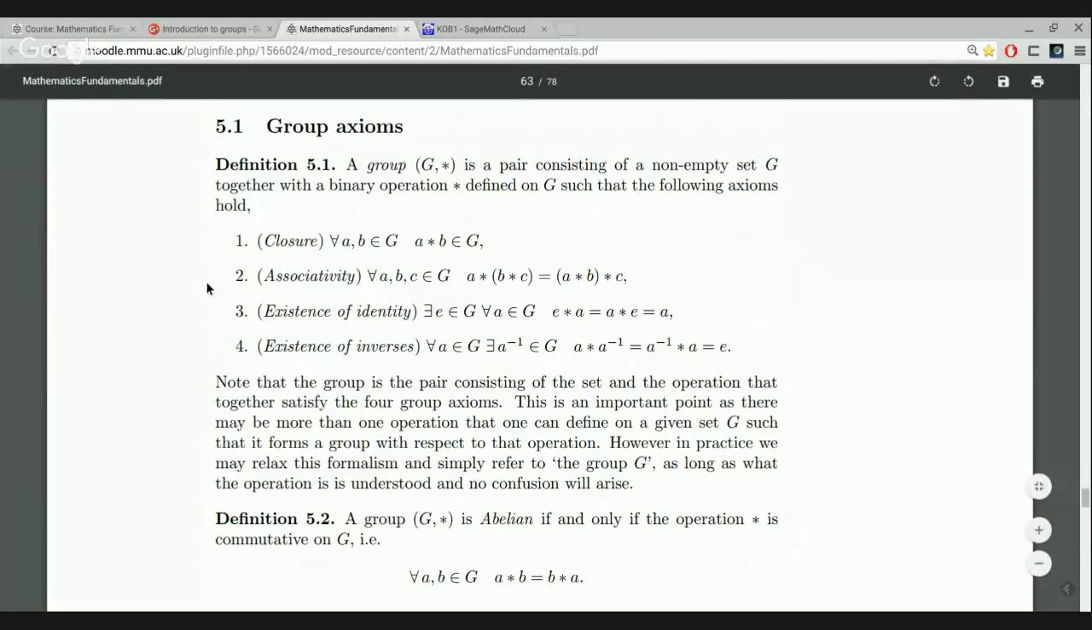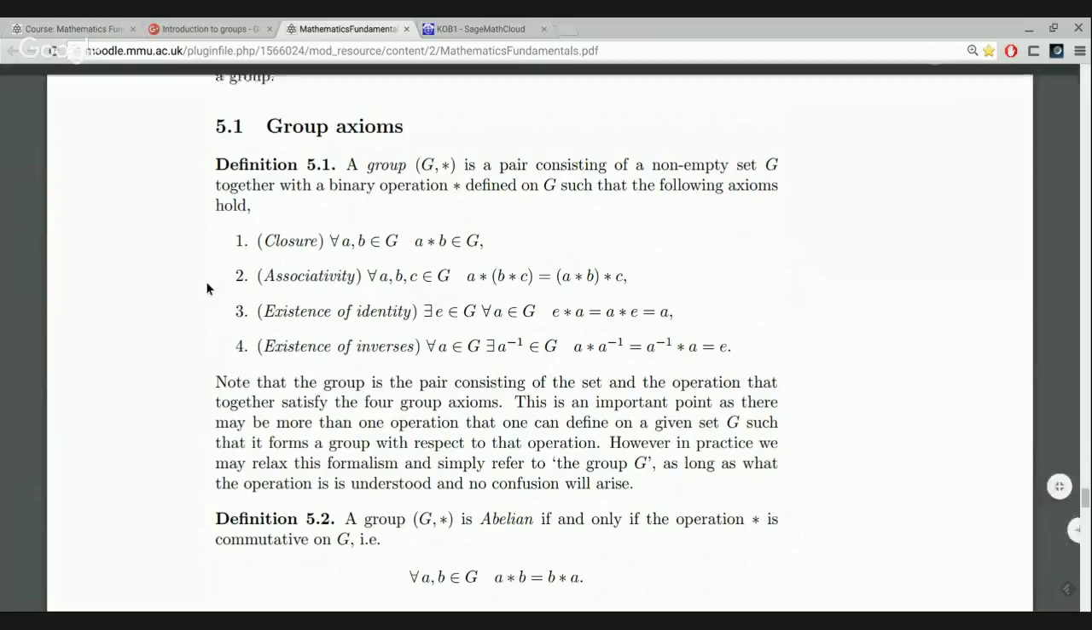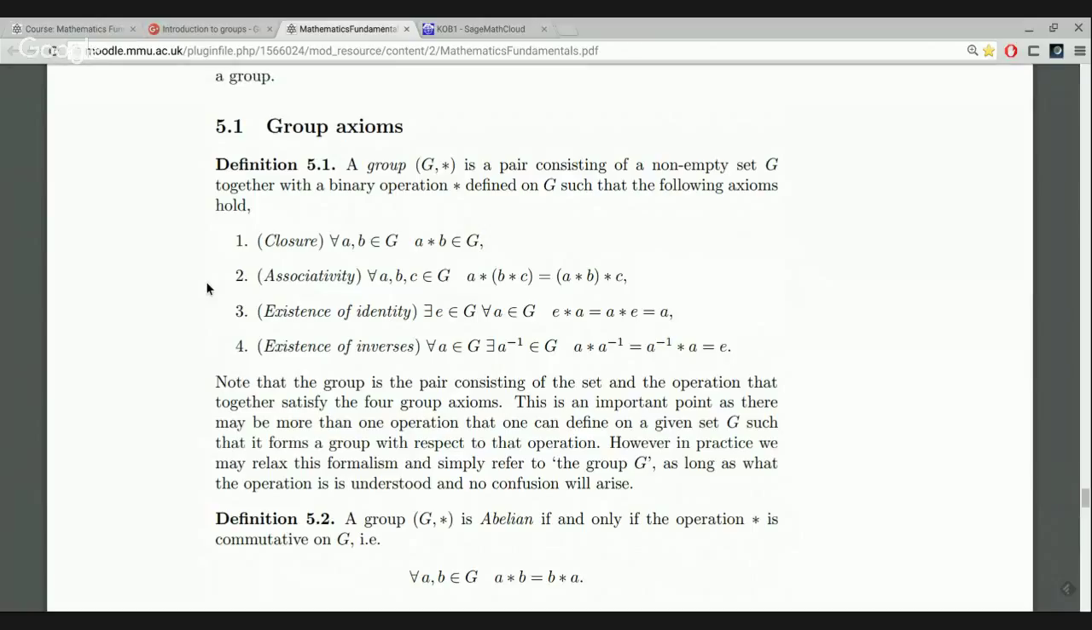Second property is something you've met, certainly something you talked about when you talked about multiplication of matrices and addition of matrices, and associativity. We talked about it in terms of function composition as well, I think.